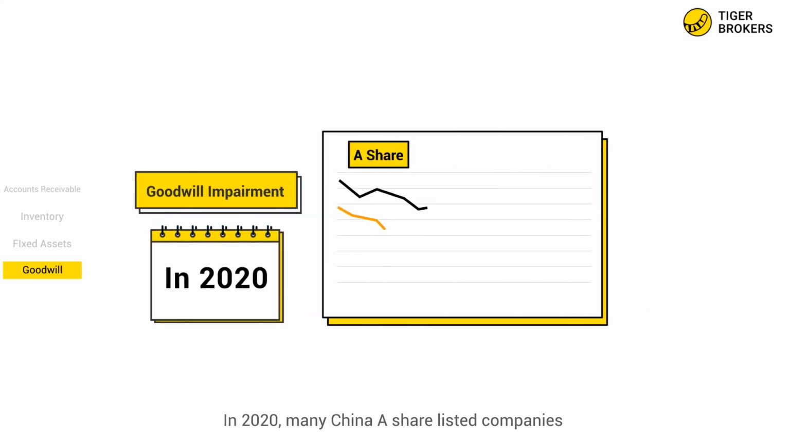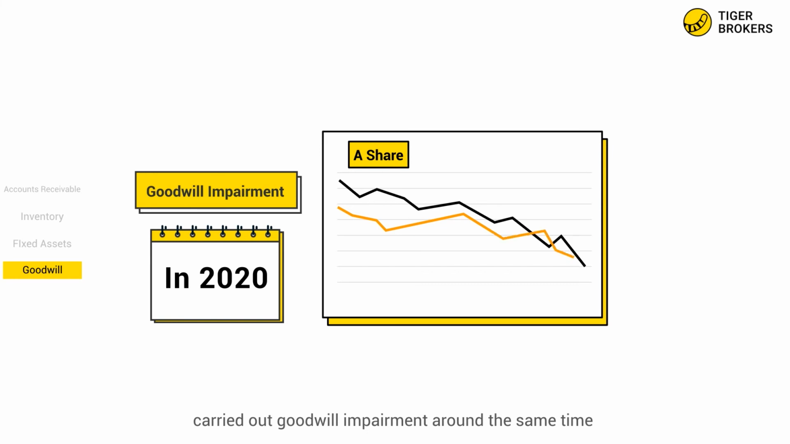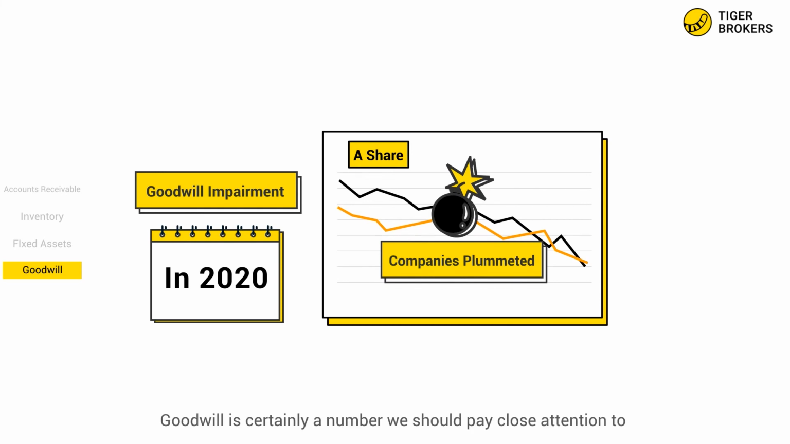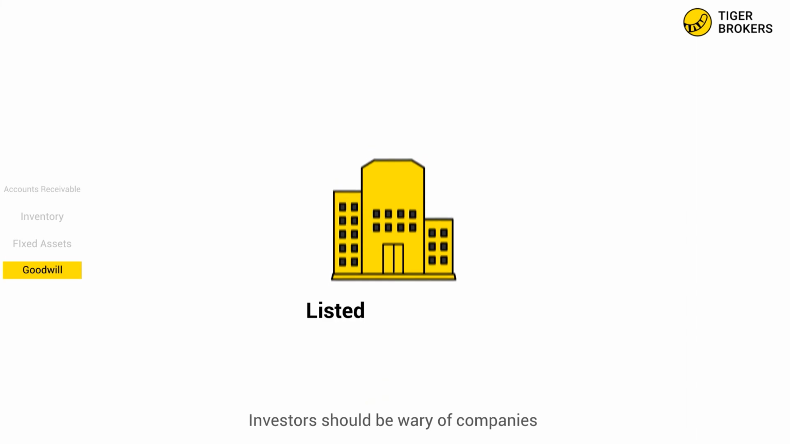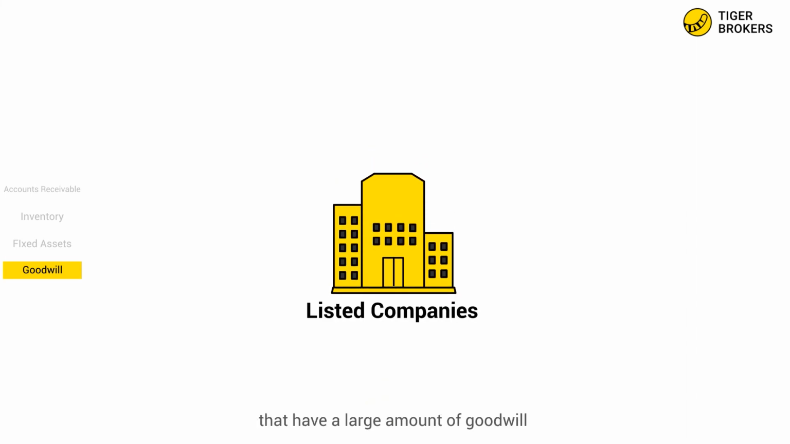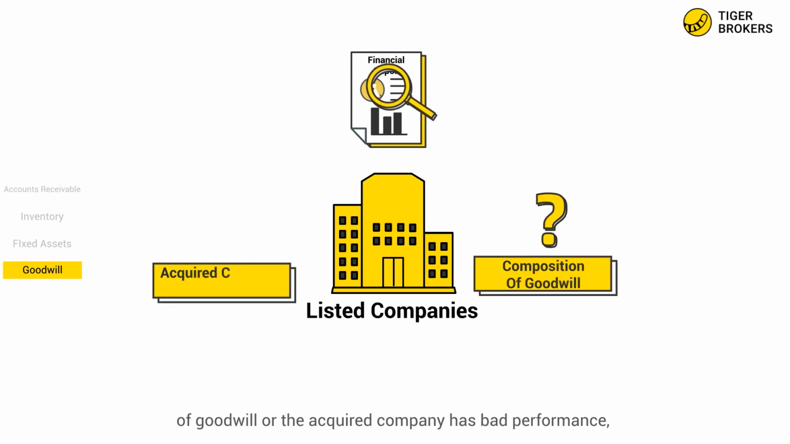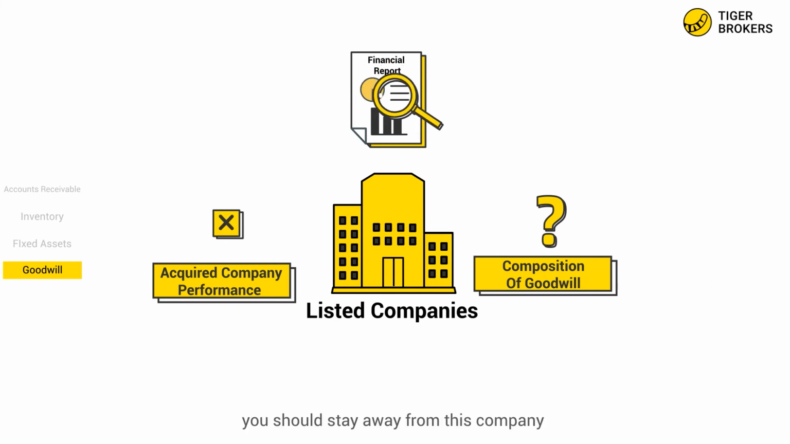In 2020, many China-Asia-listed companies carried out goodwill impairment around the same time. Consequently, the share prices of these companies plummeted despite their good finances, leading to losses of many investors. Goodwill is certainly a number we should pay close attention to. Investors should beware of companies that have a large amount of goodwill. You should look carefully at their financial report. If you find you can't figure out the composition of goodwill or the acquired company has bad performance, you should stay away from this company.